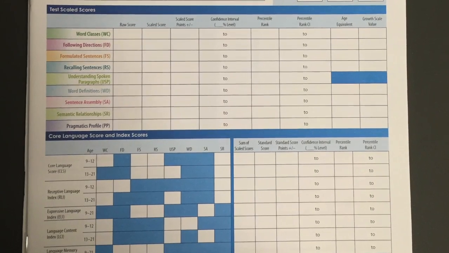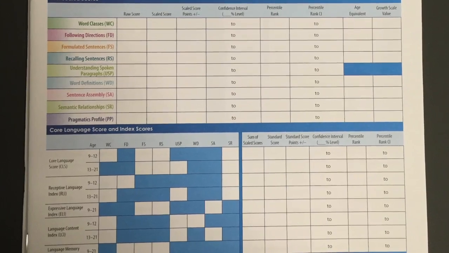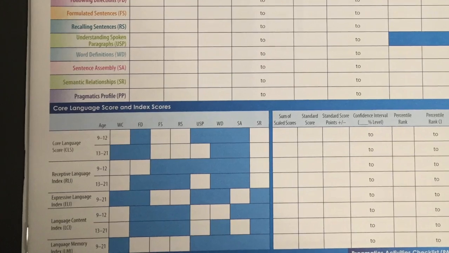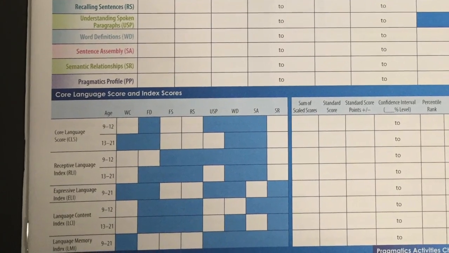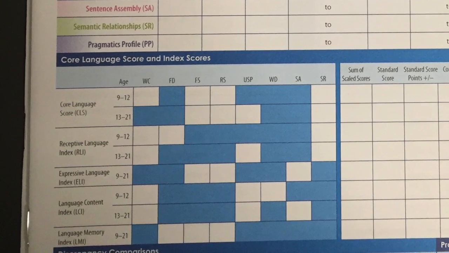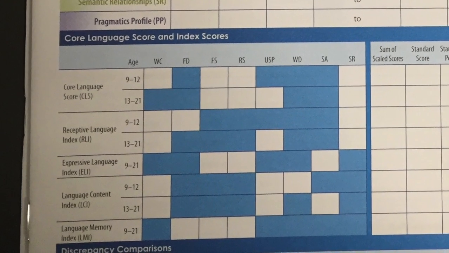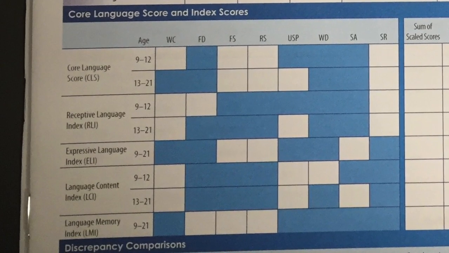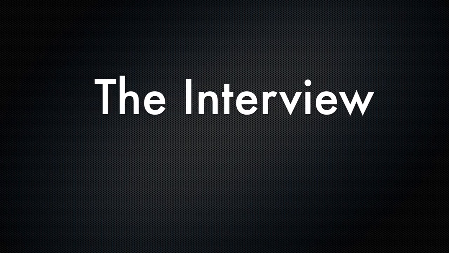The Expressive Language Index is an overall measure of the client's speaking and oral expression. The subtests used to derive this score are formulated sentences, recalling sentences, and sentence assembly. Because Kevin has a severe expressive language delay, we chose to show the 3 subtests that make up the Expressive Language Index. The interview.